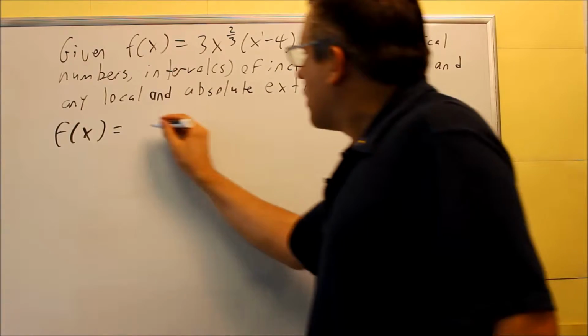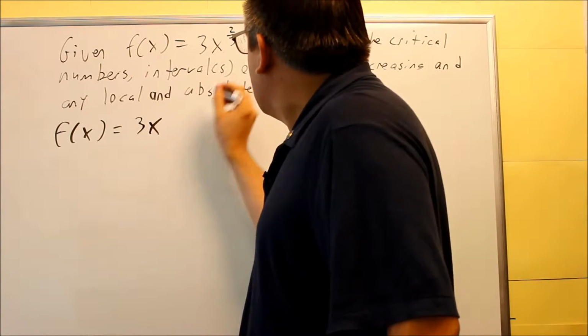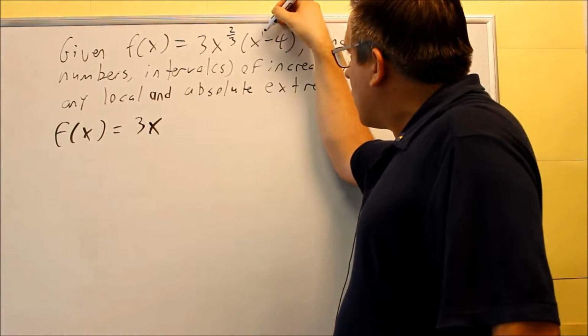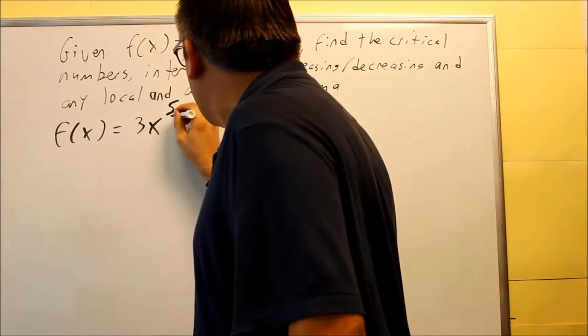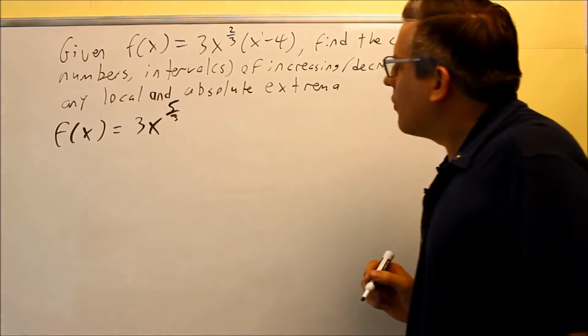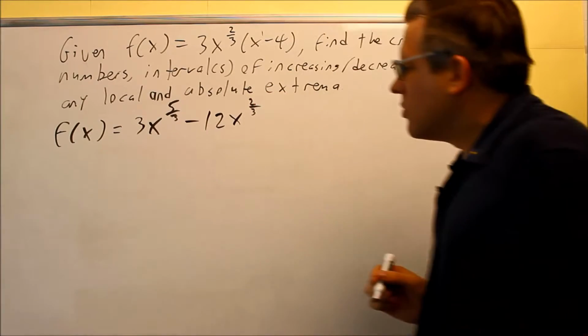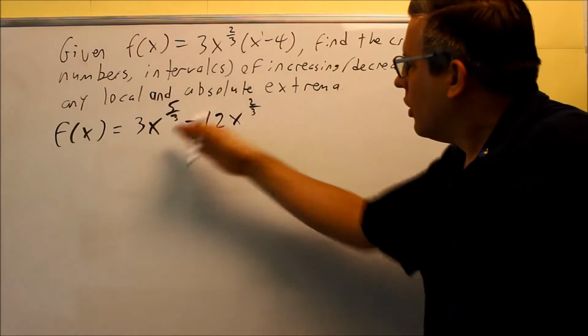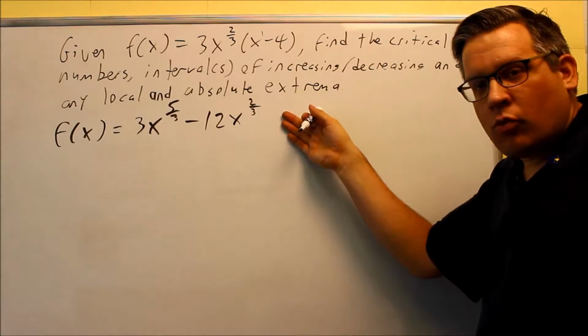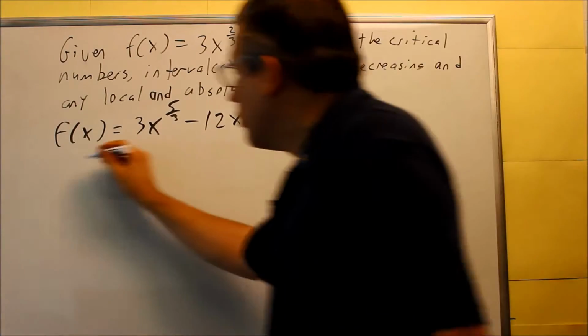So when I distribute this, I get 3x. I'm going to add the powers, 2/3 plus 1, 5/3. Okay, so 3x to the 5/3 and then minus 12x to the 2/3. Okay, so now we've done the first step, distributing. We're now ready to do the power rule.